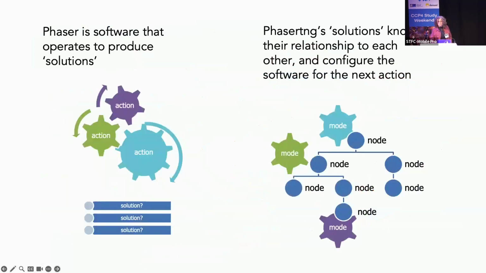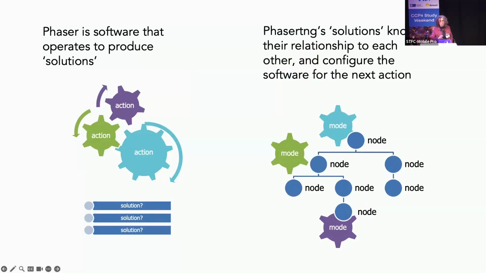Phaser is not able to handle that level of complexity. It's basically a program that operates to produce solutions, based around software that generates a file with a list of solutions. We've reconfigured Phaser to Phaser TNG, next generation, in which these solutions know their relationship to each other. So it's much more focused on the solution. The information in the solution configures the software for each step of the pathway.